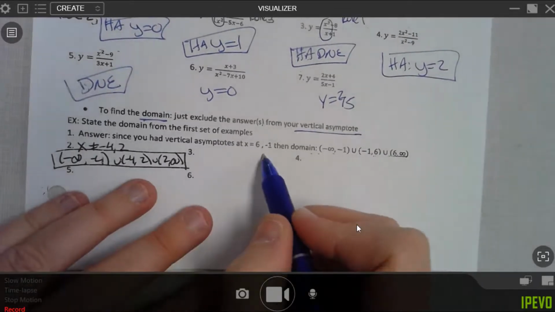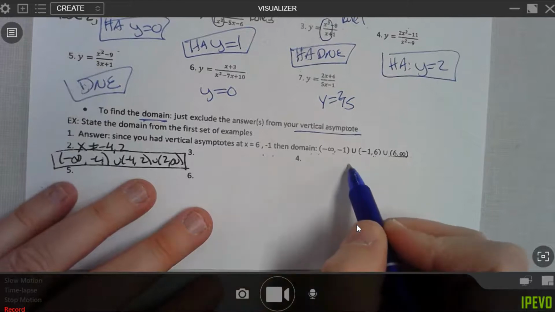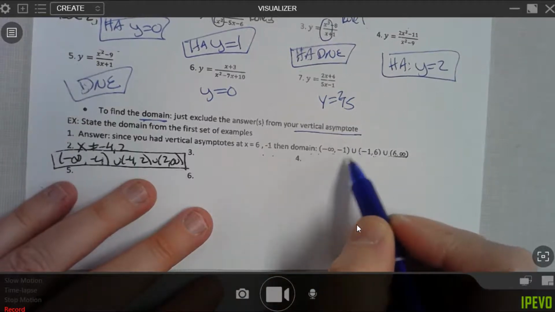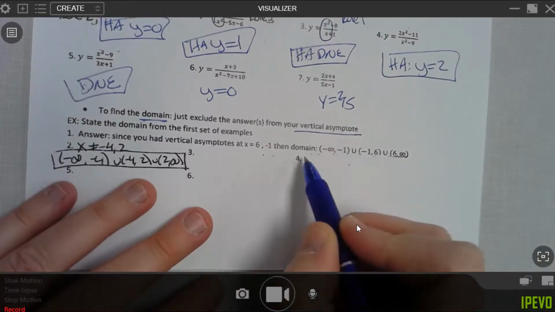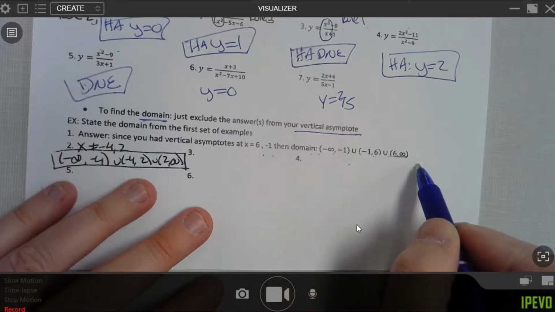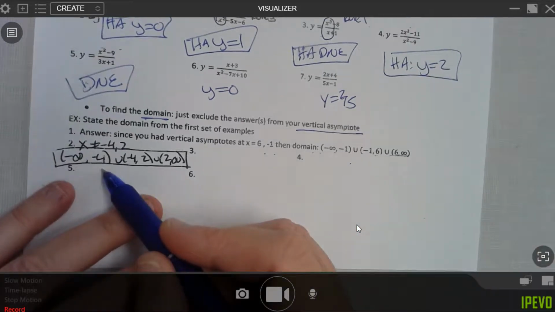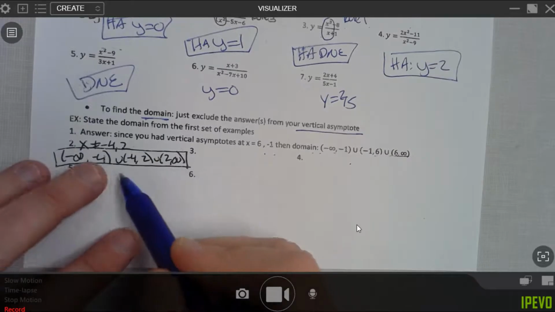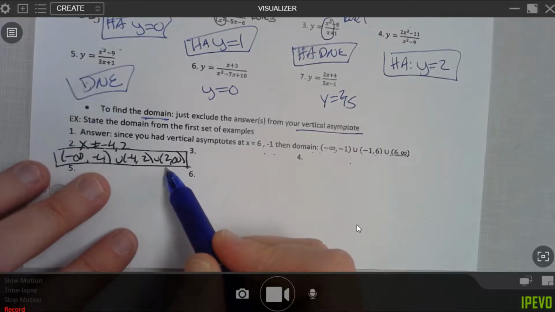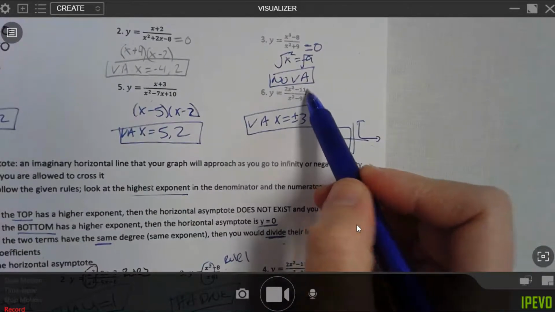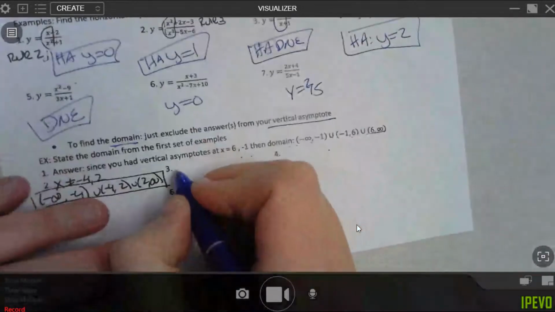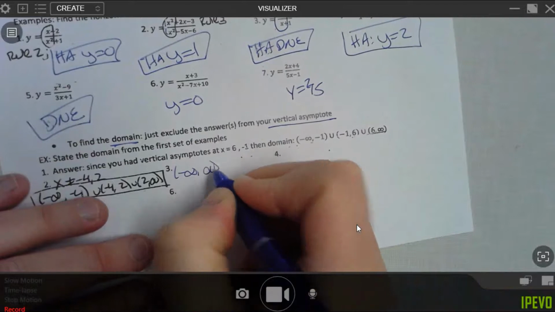So our first answer, we had 6 and -1. So remember, to exclude a number, we just write them with parentheses for all the numbers. So you write smallest to largest always. So number 2, we are excluding -2 and 4. So we're just putting the -4 and the 2 in those spots. So number 3 up here, there were no vertical asymptotes. That makes my domain negative infinity to infinity.